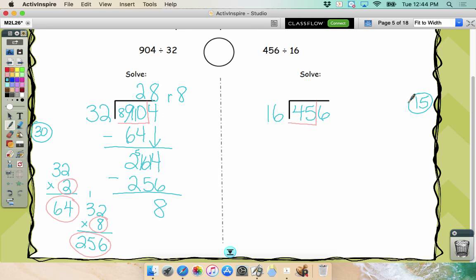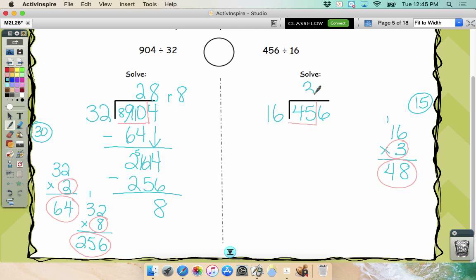60, 75, 90. Okay. So how many 15s will go into 45? 3. So should we try a 3? Yes. Okay, now after I did that, I thought, well, I could have done that in my head. But it's there, okay? So Peyton, where do I write the 3?